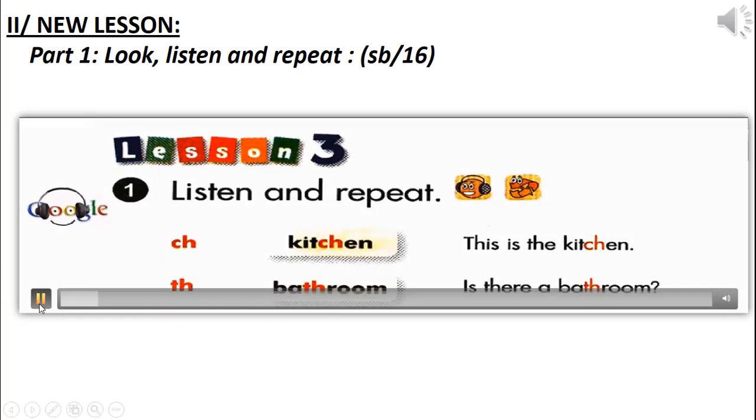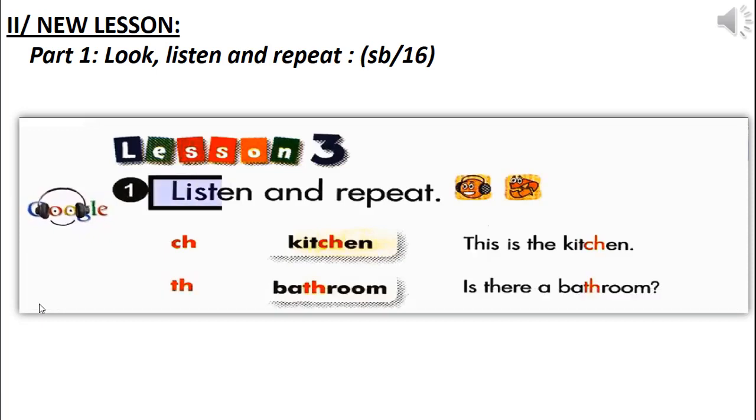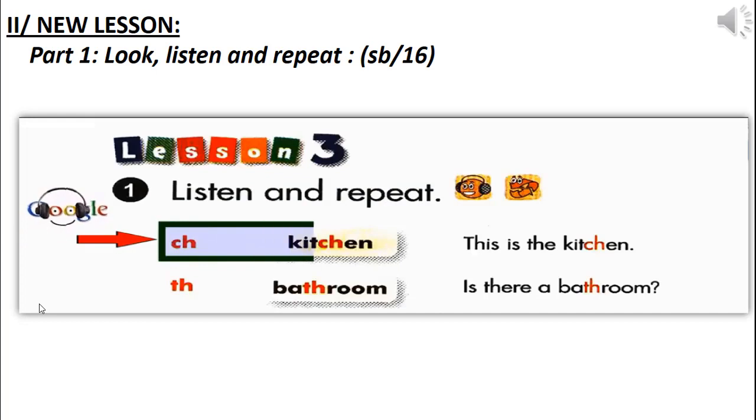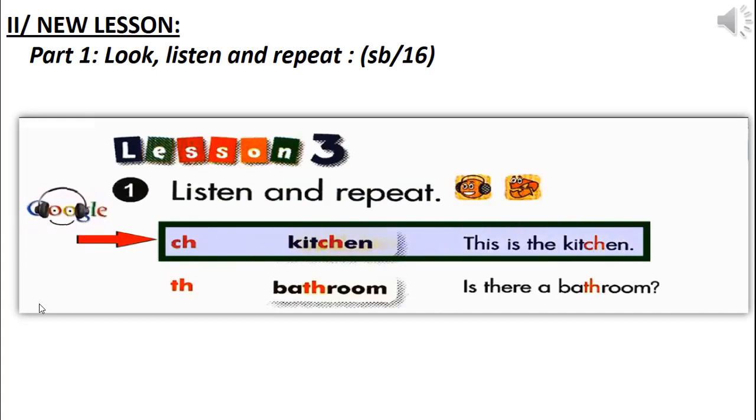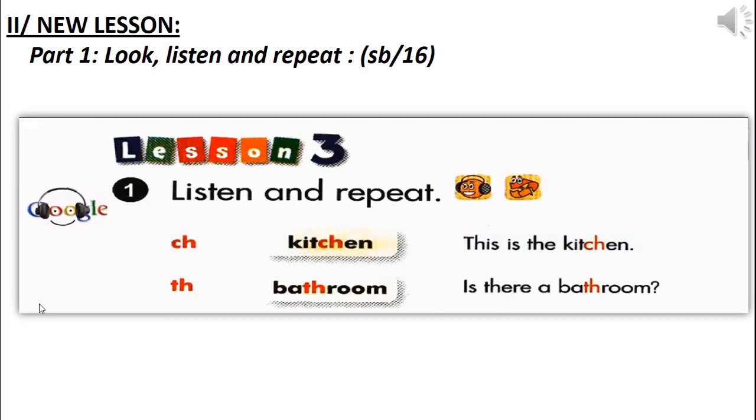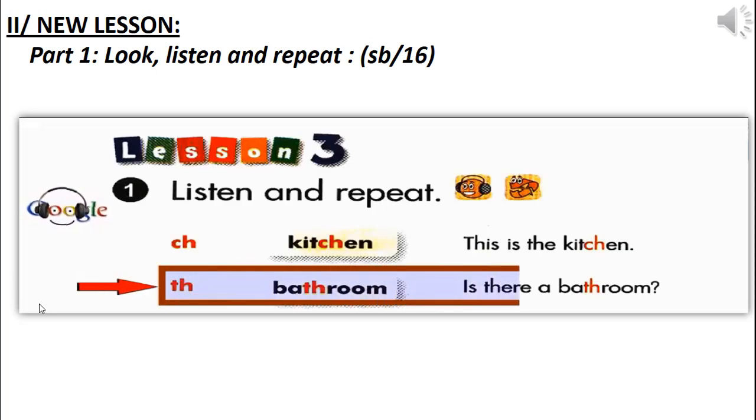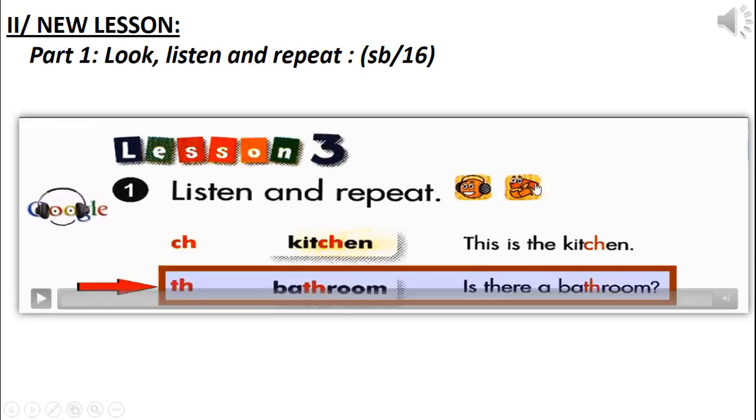Lesson 3. Activity 1. Listen and repeat. Kitchen. This is the kitchen. Bathroom. Is there a bathroom? Now you practice by yourself.